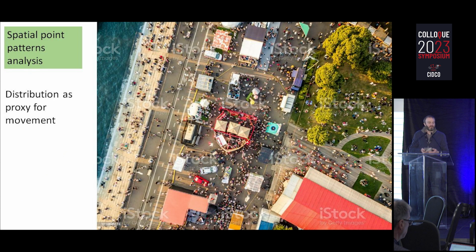A way to study this topic is to use a spatial point pattern analysis, where basically you use the distribution of individuals as a proxy for movement. So in a picture like this, you can imagine that you want to turn every person into a point and map the area where these people were in the picture. And you would like to find a relationship between where the density of points was the highest and the properties and the things that were in that environment.